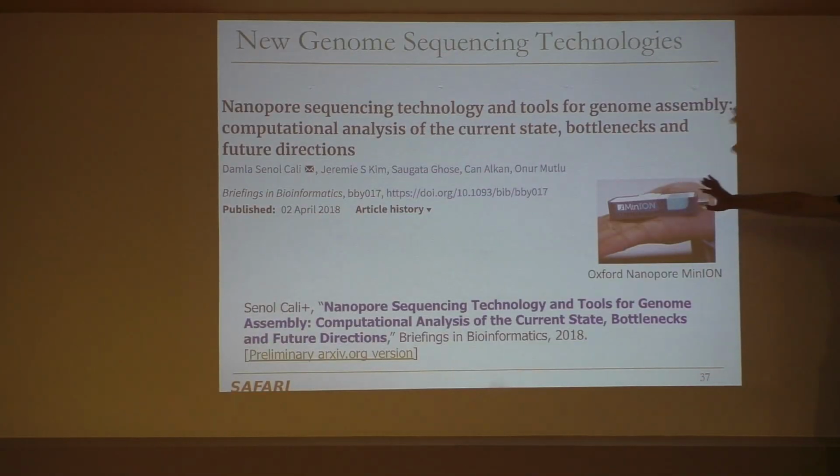But I'm even more excited about this because of devices that look like this. These devices exist today, and they can generate a lot of data very, very fast.